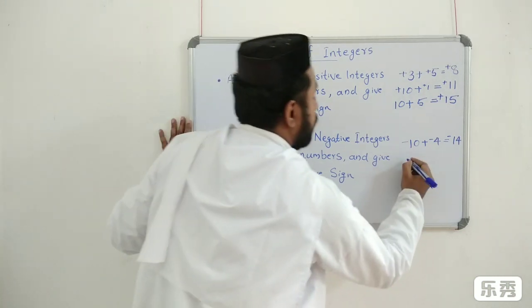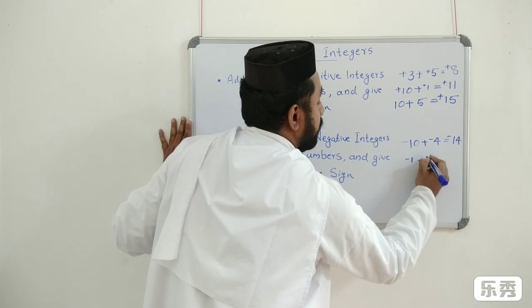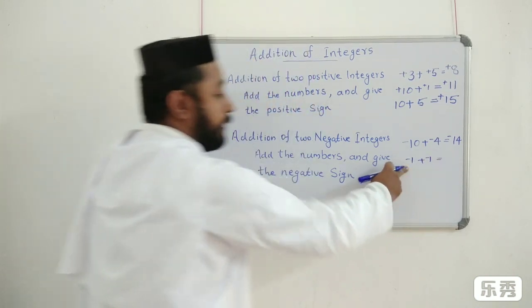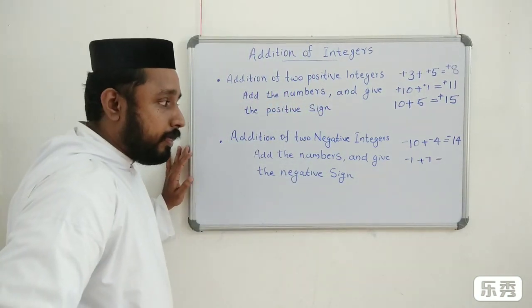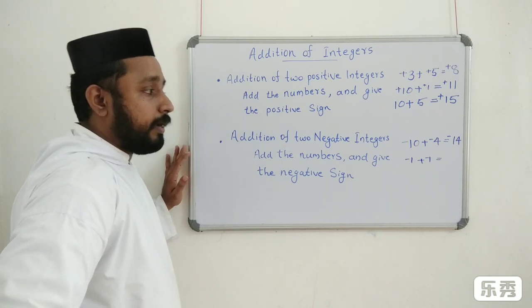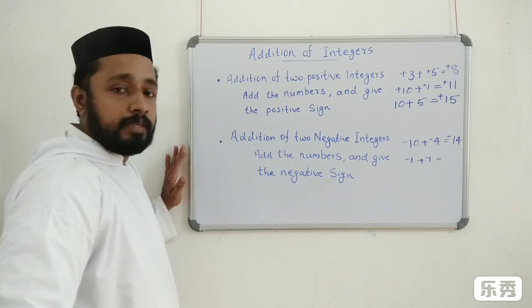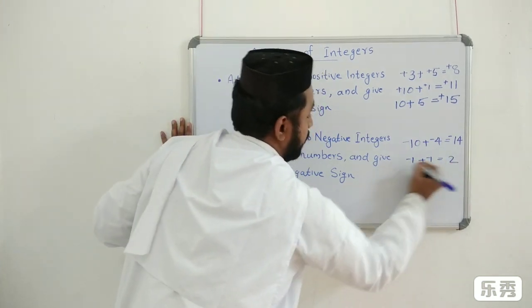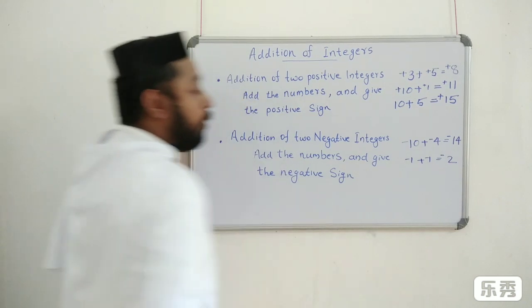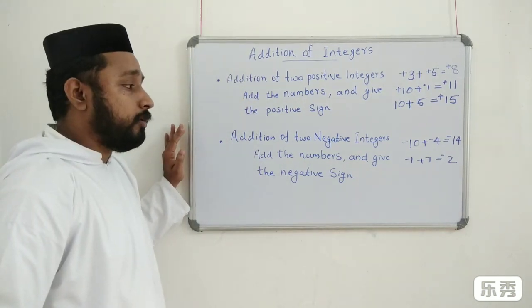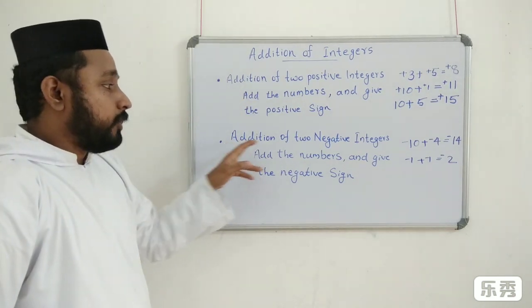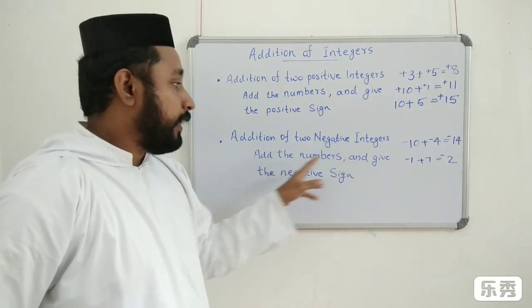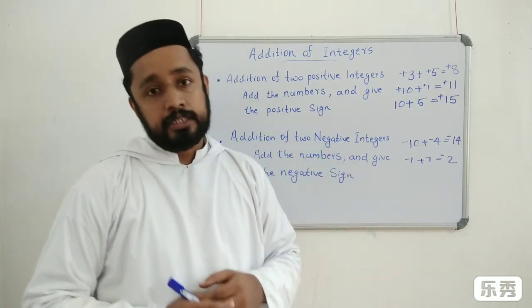Another example is minus 1 plus minus 1. Minus 1 is a negative integer. Therefore, minus 1 plus minus 1, we are going to add two negative integers, which means 1 plus 1, 2, and give the negative sign. So, minus 1 plus minus 1 is equal to minus 2. The addition of two negative integers means add the numbers and give the negative sign.